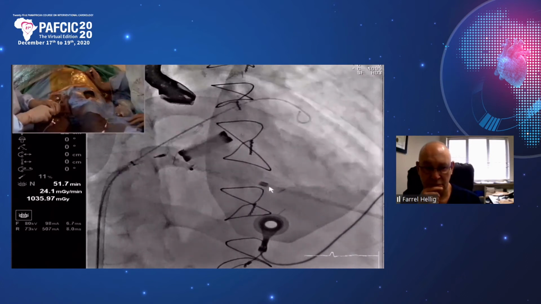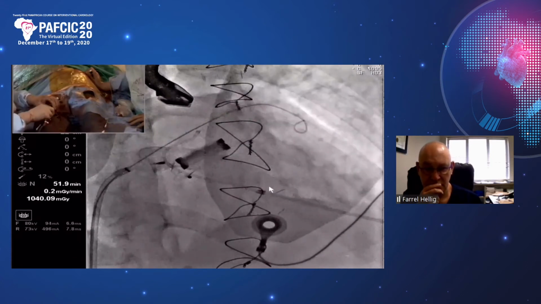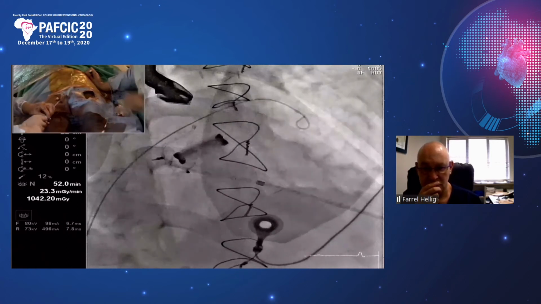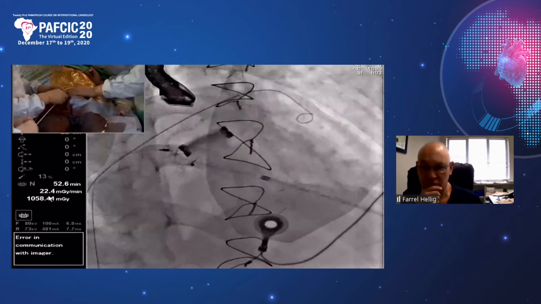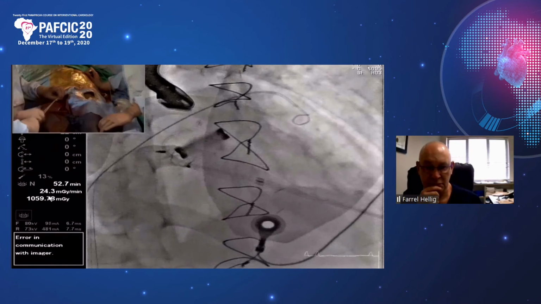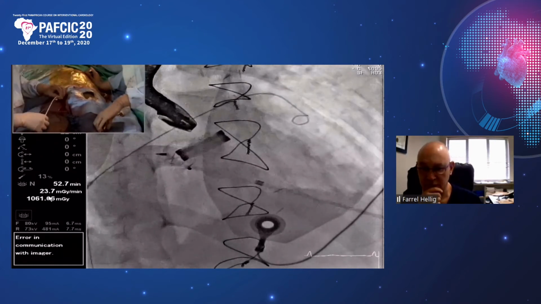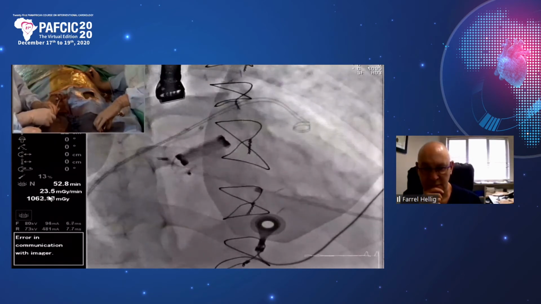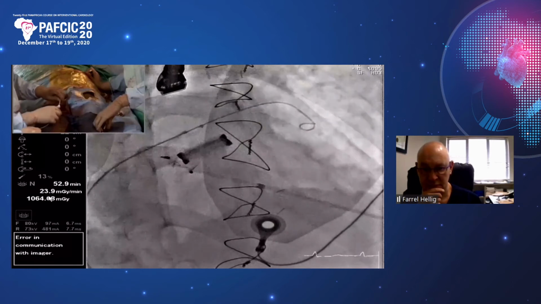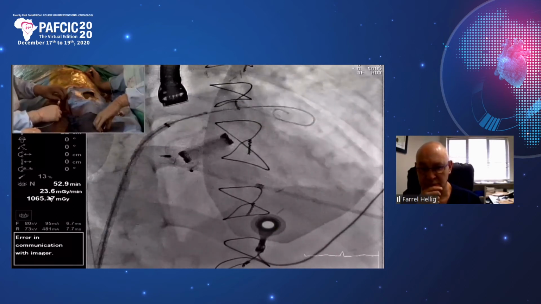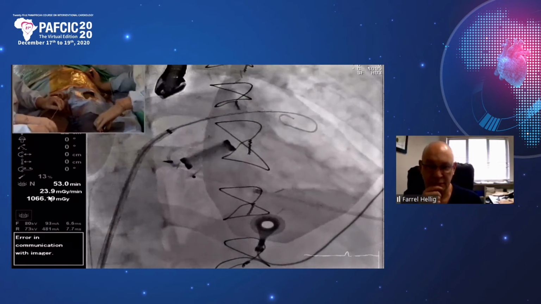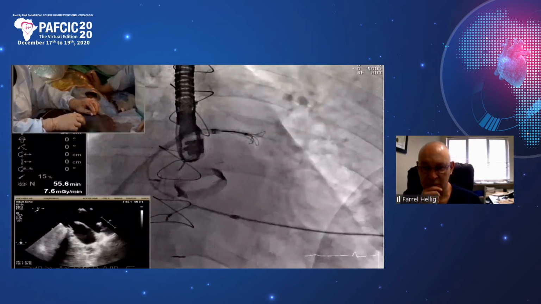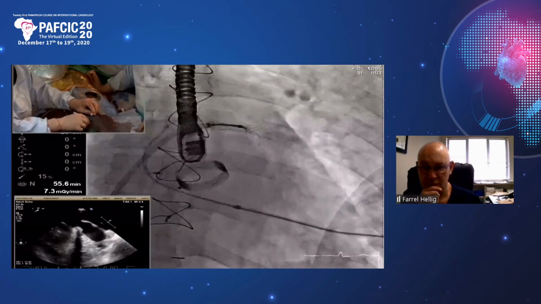Okay, we're probably in the LAA there. So we'll just carefully pull out and leave the wire there. I don't want to embolize anything. That's the last thing I want to do. Okay. Are we in the LAA or in the vein? It's just fluoroscopically before. Try now. Cool. Yeah, we got it.